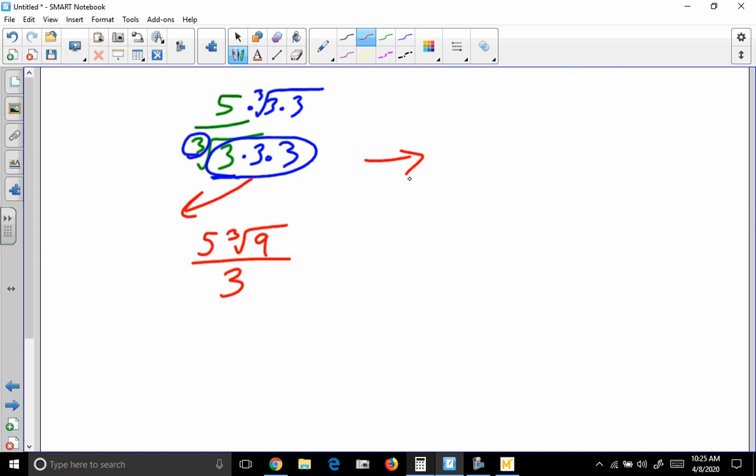If you're still unsure why we pulled this out, we have 1, 2, 3 3s, so we have 3 to the 3rd power under a cube root. If we have a 3rd power and a cube root, those cancel. So we get that number out.